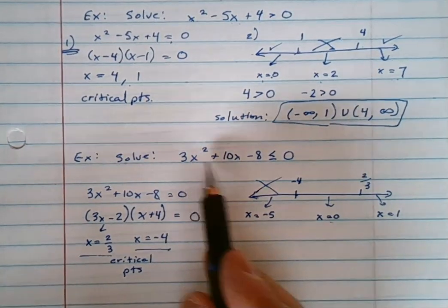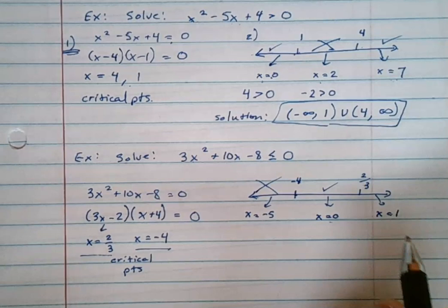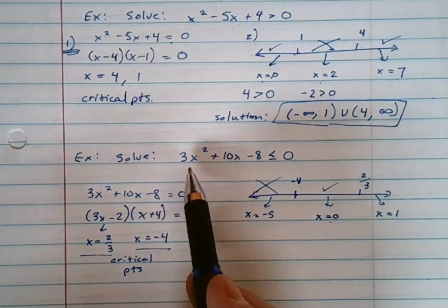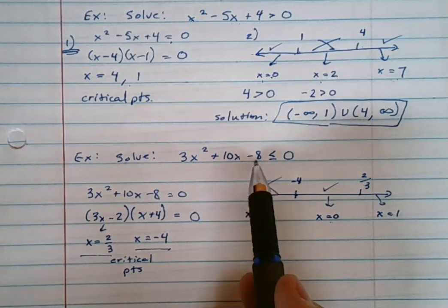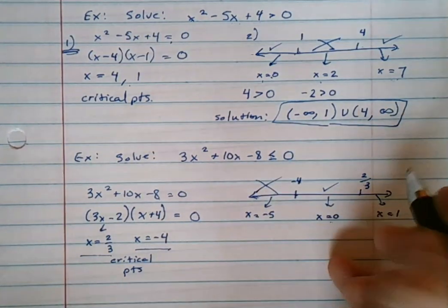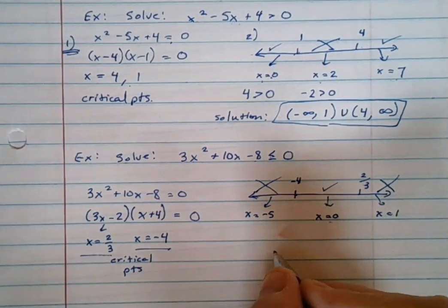We'll plug in a 0 here, plug in a 0 here. You get -8 is less than 0. That is true. And if I plug in a 1, I'm going to end up with 3 plus 10, 13, minus 8 is 5. 5 is not less than 0. That is a false statement. We get this. So what is our solution?